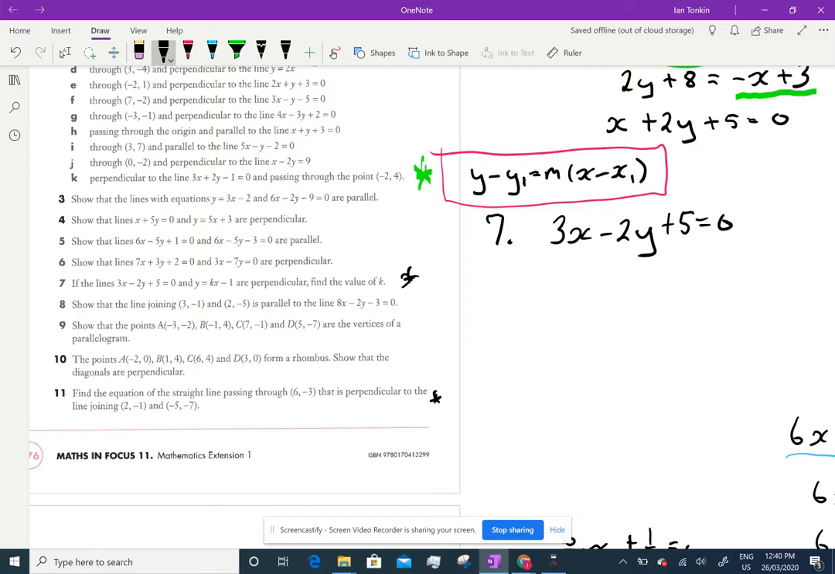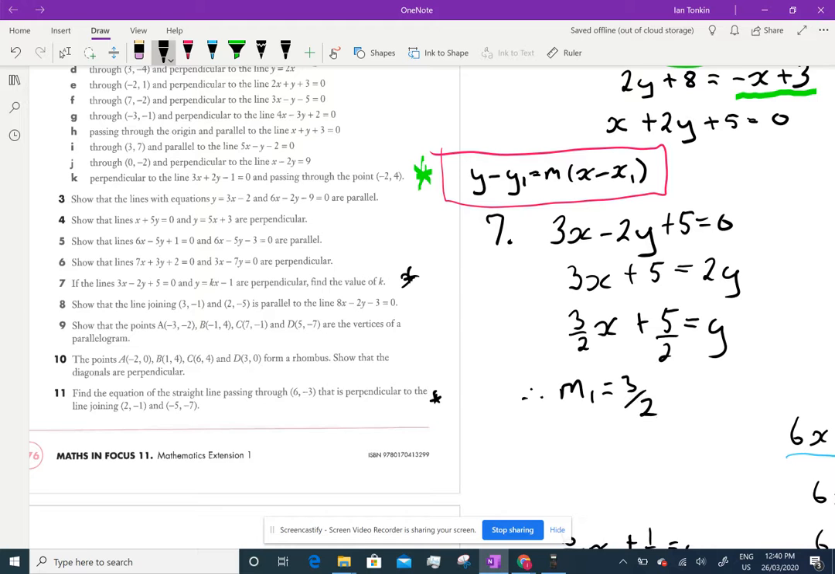Well, let's find the gradient to this. So I'll take the 2y over the other side. 3x plus 5 equals 2y. I'm going to divide by the 2. 3 on 2, x plus 5 on 2 equals y. Therefore, the gradient to this line, m1, is 3 on 2.